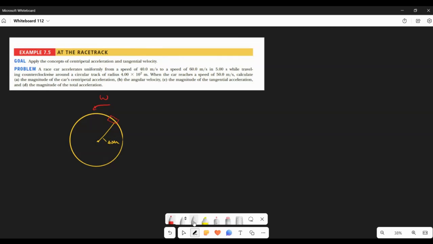So remember, it's quite simple. All we have to do is a subscript c equals v squared over r, and it'll tell us the centripetal acceleration, which is obviously directed inward. So I'm going to plug in 50 squared, the radius is 400, and can someone just give me the answer? It all makes sense once we actually find the force in the next section, but we just focus on acceleration for now. So what is my centripetal acceleration?